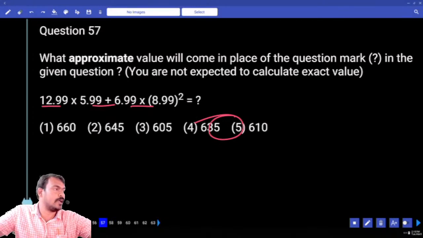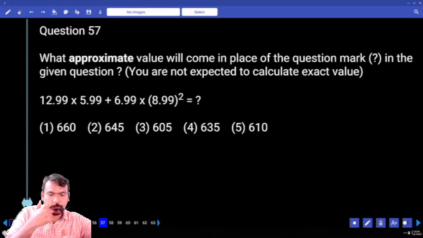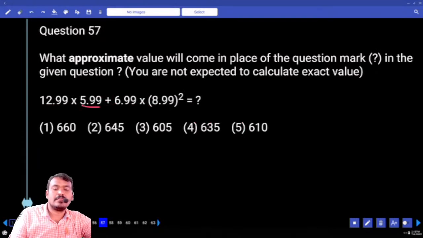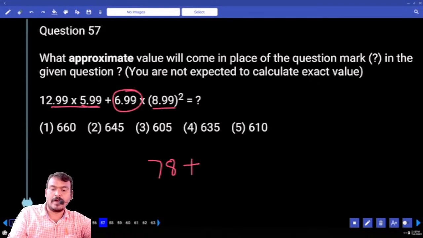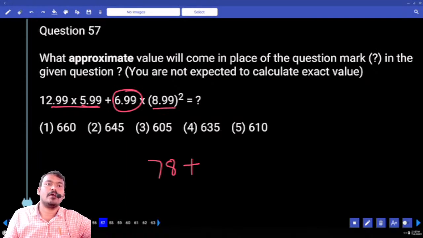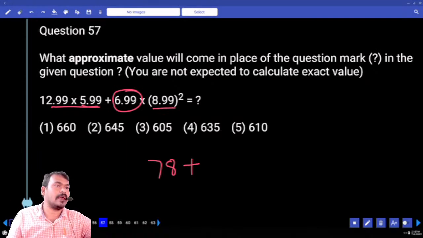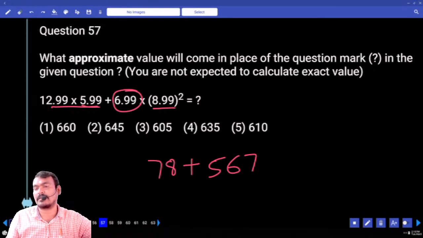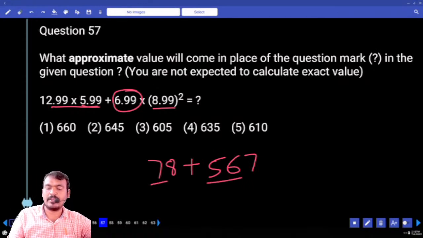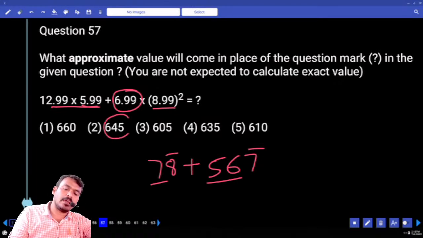Next, question number 57. What is the first value? 13. Second one? 6. 13 into 6, 78. Plus, what is the third value? 7. Fourth value? 9. What is 9 square? 81. Into 7. 81 into 7 means 567. Adding or subtracting? Adding. 560 plus 70, 630. 8 plus 7, 15. Total it is 645.